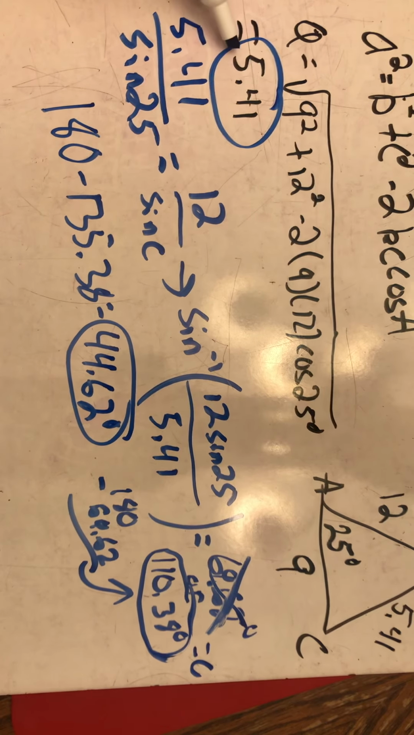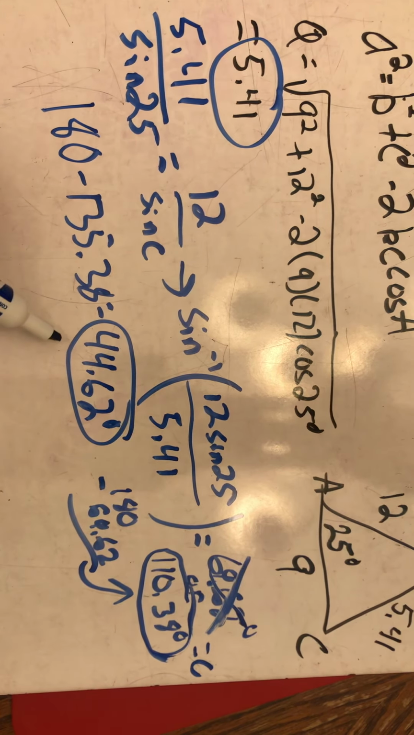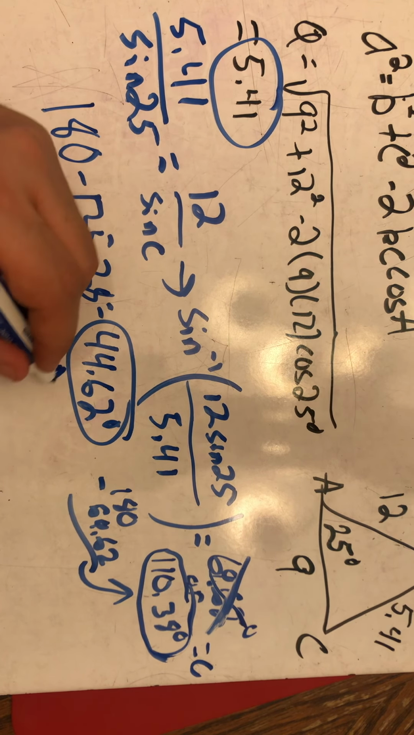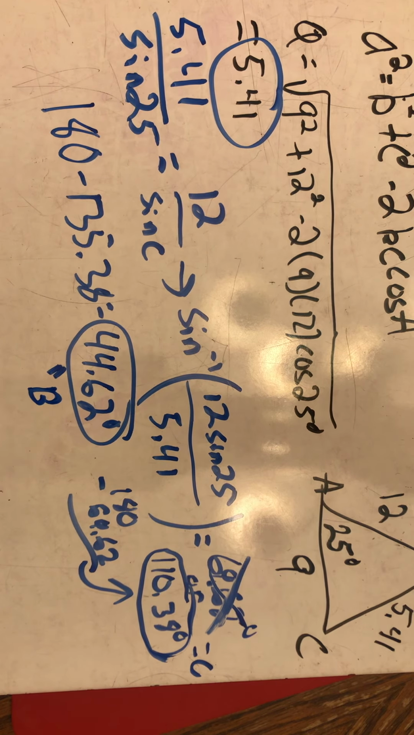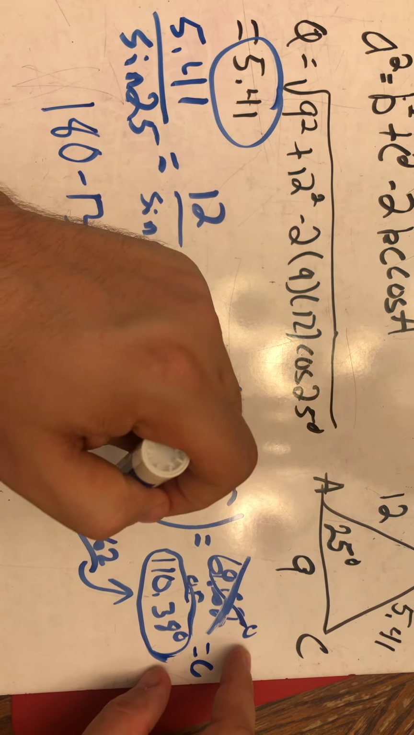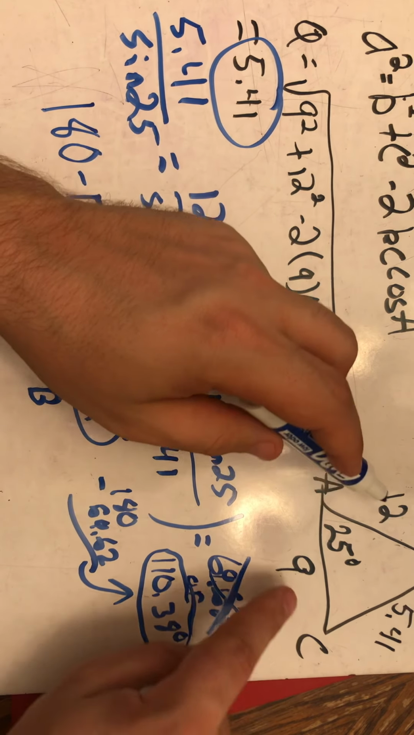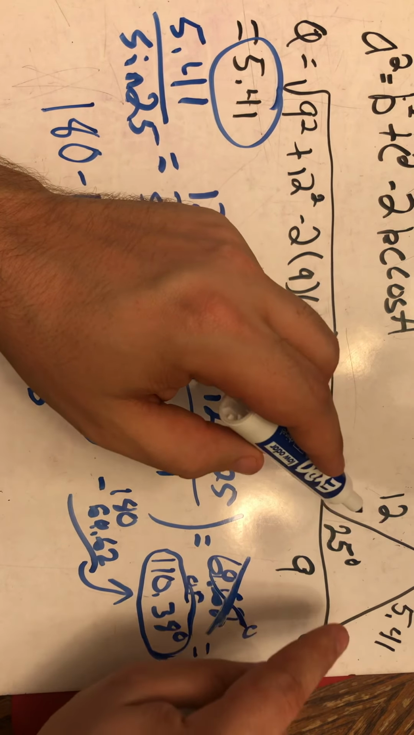A is 5.41. We got our angle C, 110.38. And we have our angle B, 44.62. Again, when you get to finding this angle right here, just make sure you're double checking. You do 180 minus the angle that you found.